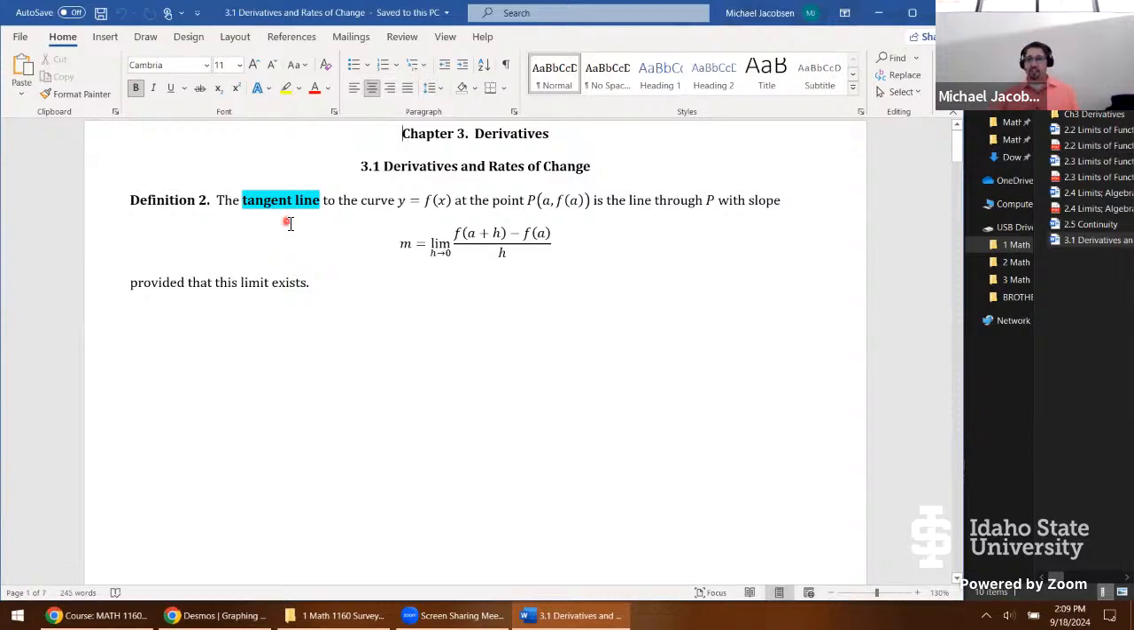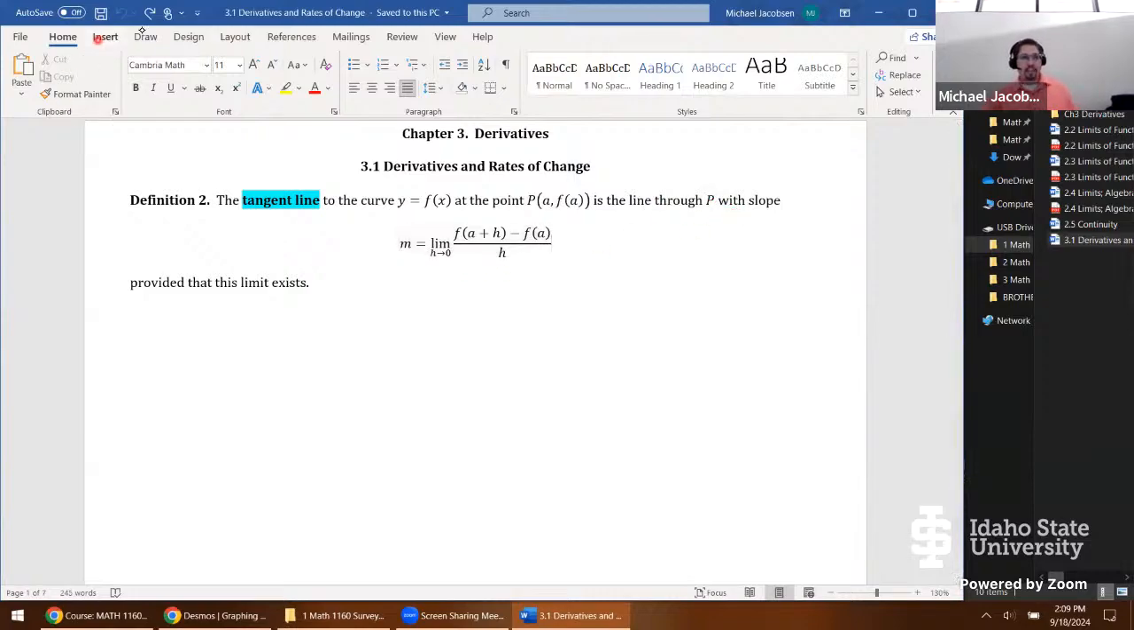It says the tangent line, we need to define that in our graph that we're going to put down below, to a curve y equals f of x at a point a, f of a, that's just a point on the graph. The P here is kind of curious. You could have just said the point a, f of a, but oftentimes the book likes to be specific and write out this way, is a line through P with the slope given this way.